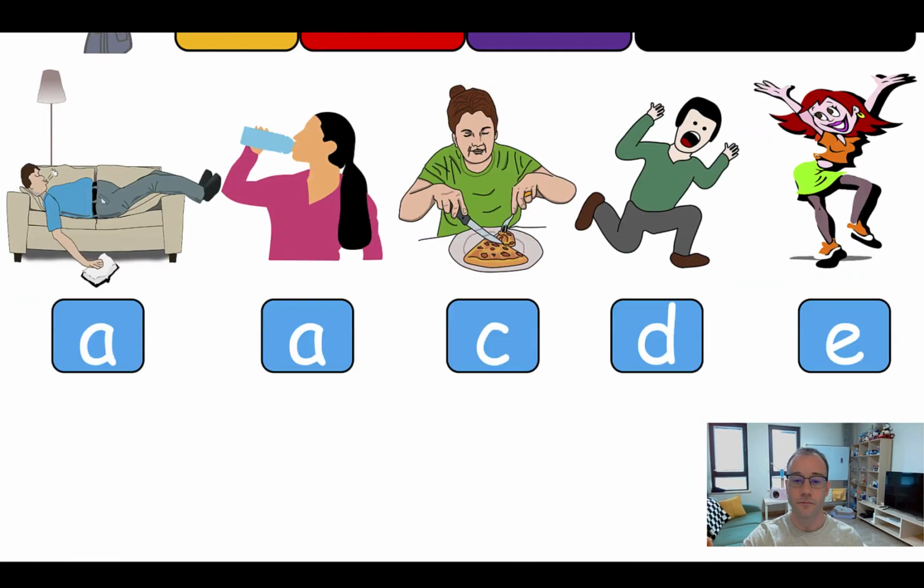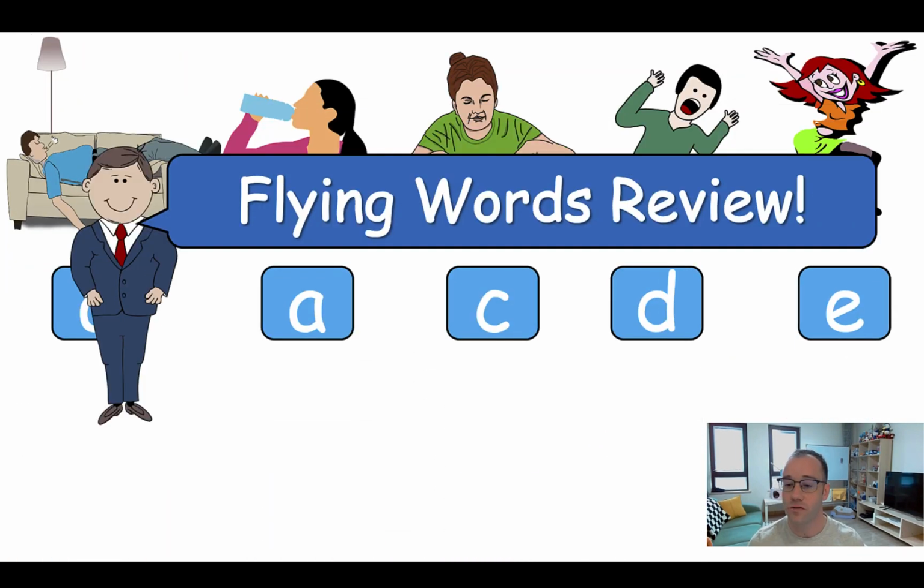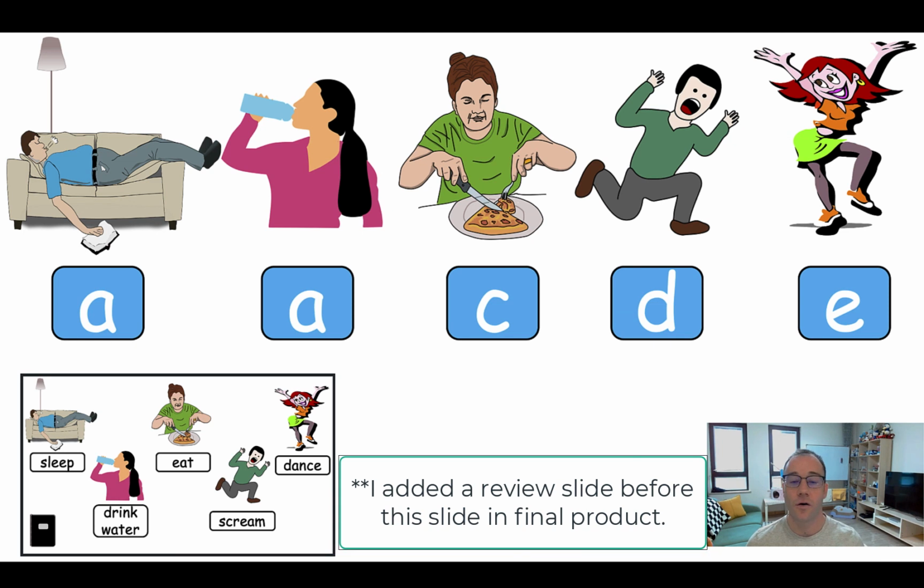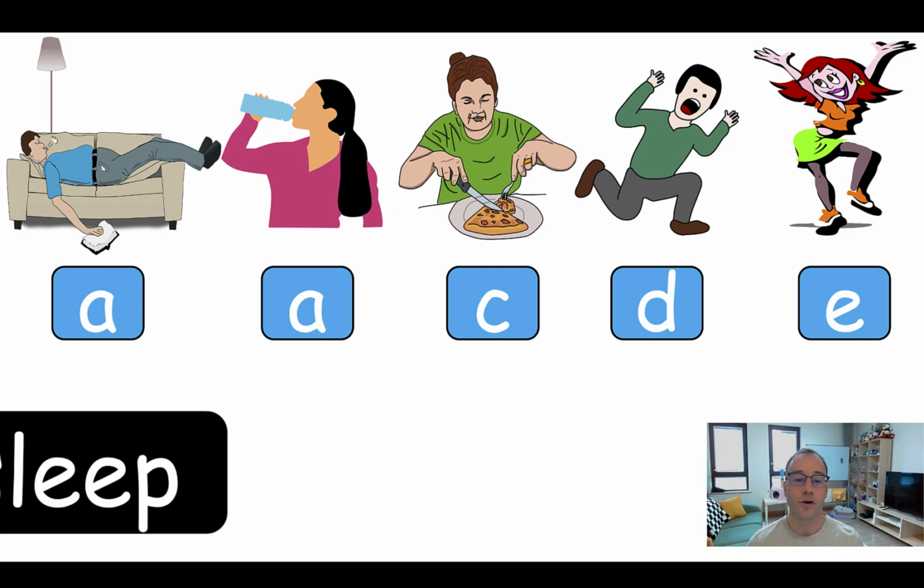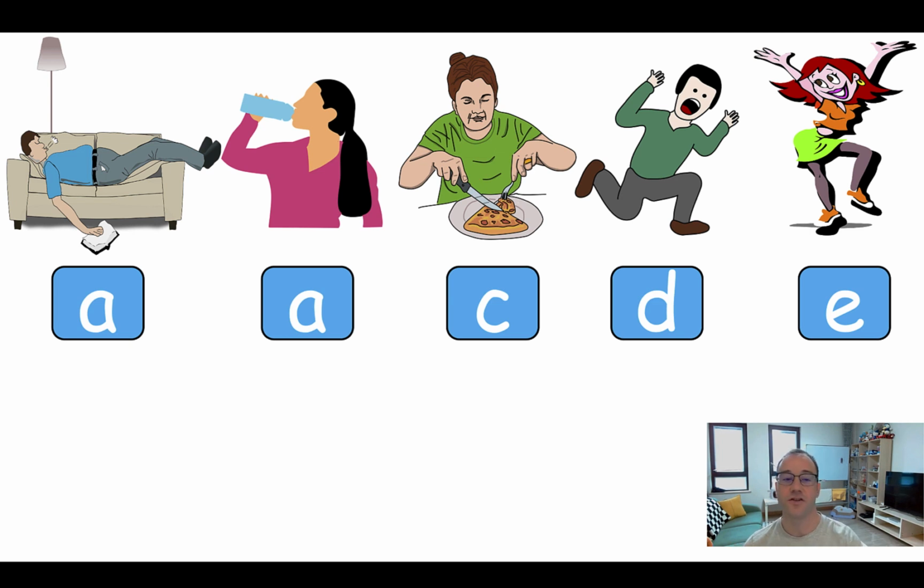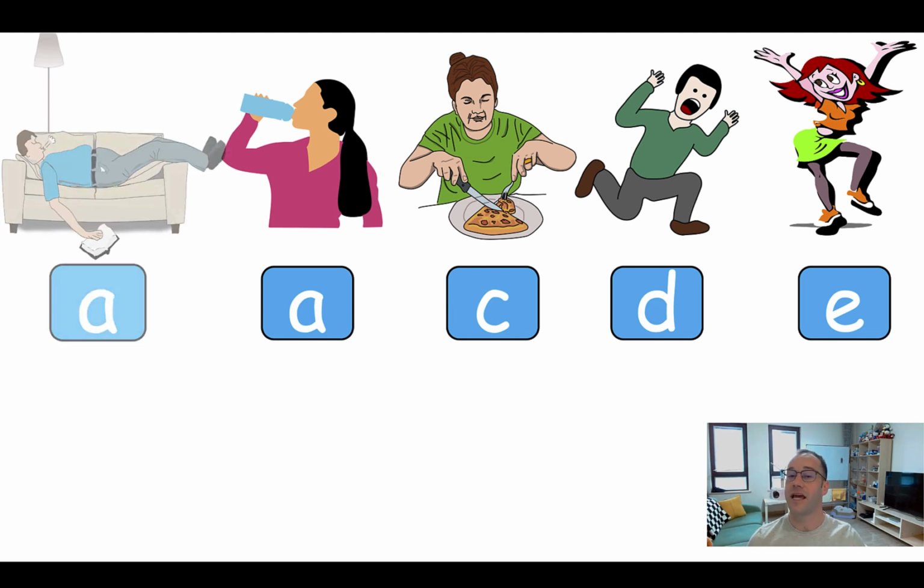Okay? All right, so this is the flying words review. Here's how it works. So I would call on, you can have the whole class play or just choose one student. You push it, the word flies across, and the students need to say what letter it is. So in this case, it's A. Okay, first student to say A gets a point.